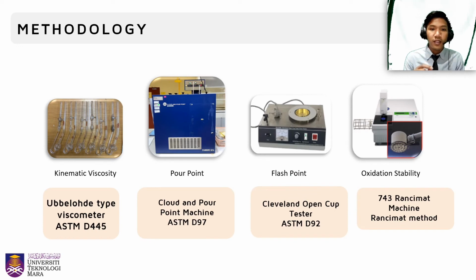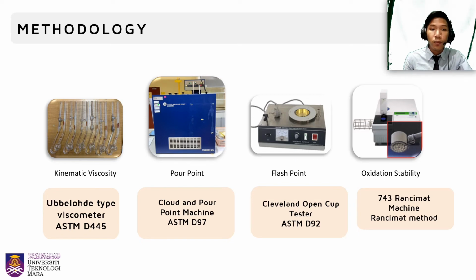For the methodology of this project, there are several types of tests that will be done. First, for kinematic viscosity, an Ubbelohde type viscometer will be used along with a temperature bath to regulate the required temperature for measurement, following ASTM D445, with the efflux time taken 3 times and the result averaged.